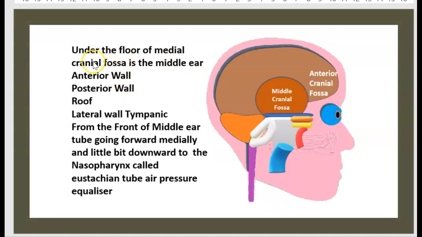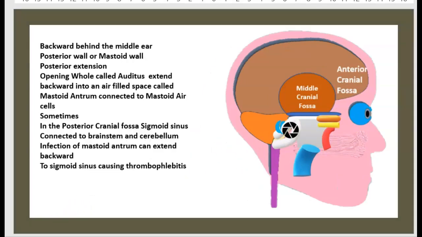Under the floor of the medial cranial fossa is the middle ear: anterior wall, posterior wall, the roof, lateral wall or tympanic wall. And from the front of the middle ear there is a tube going forward, medially and a little bit down to the nasopharynx. It's the Eustachian tube, the air pressure equalizer.